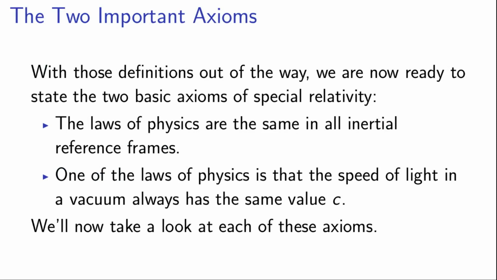With those definitions out of the way, we are now ready to state the two basic axioms of special relativity. First, the laws of physics are the same in all inertial reference frames. And second, one of the laws of physics is that the speed of light in a vacuum always has the same value, c. We'll now take a look at each of these axioms.